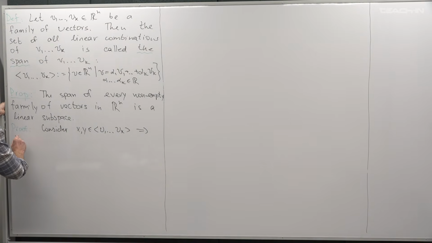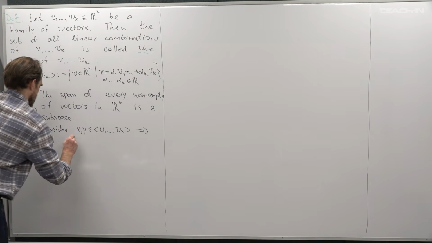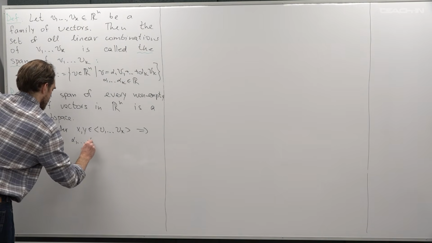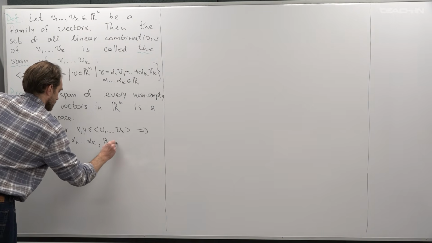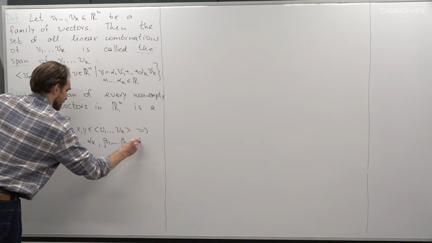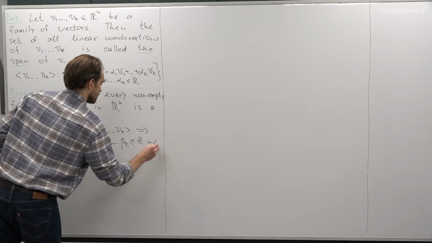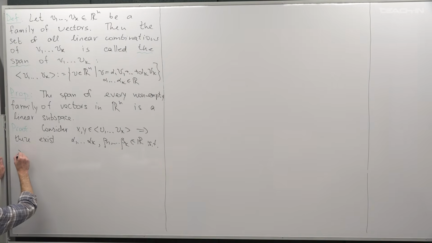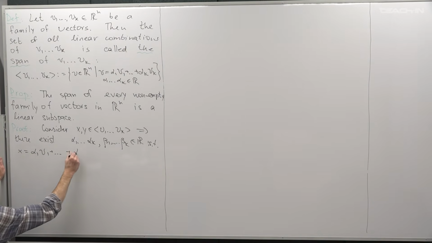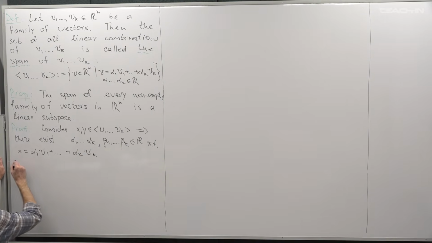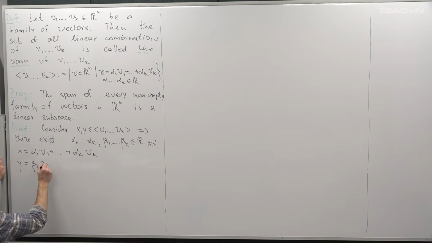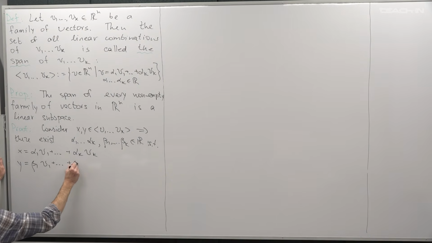Then there exist alpha 1, etc., alpha k, and beta 1, etc., beta k from the set of real numbers, such that x equals alpha 1 times v1 plus etc. plus alpha k times vk, and y equals beta 1 times v1 plus etc. plus beta k times vk.